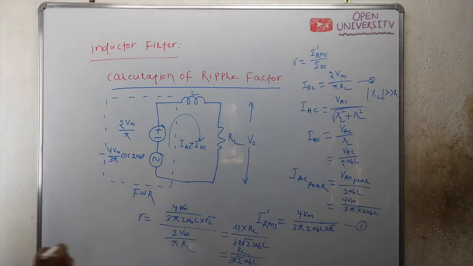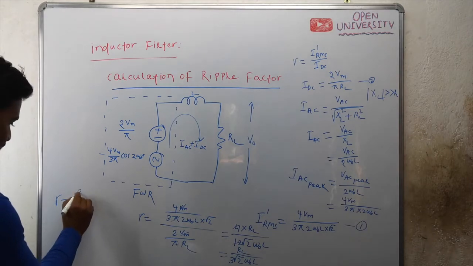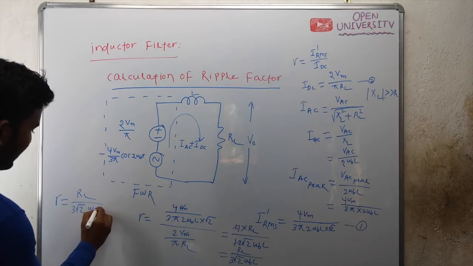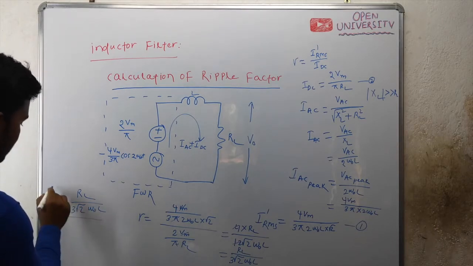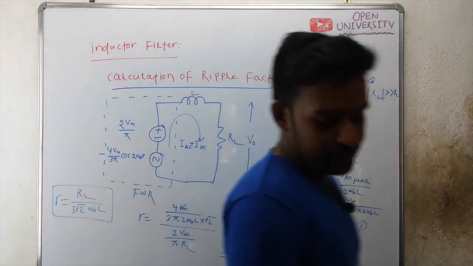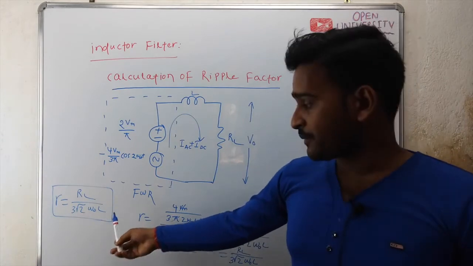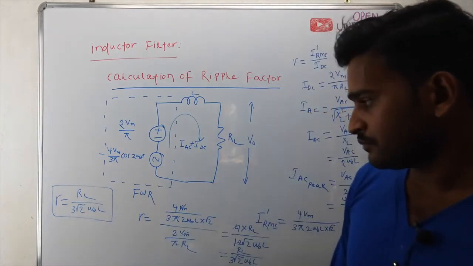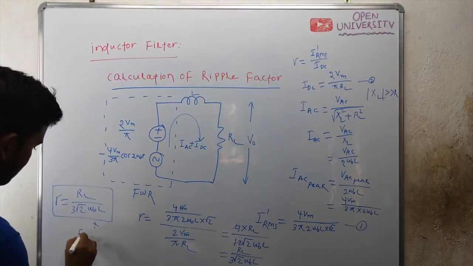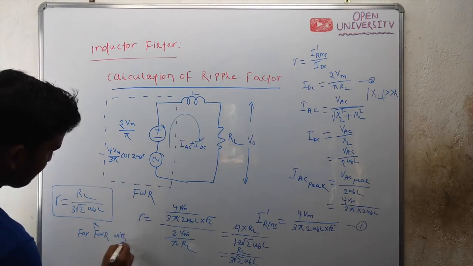So the formula for ripple factor is RL by 3 root 2 ω₀L. This is the ripple factor of your center tap full wave rectifier with inductor filter.